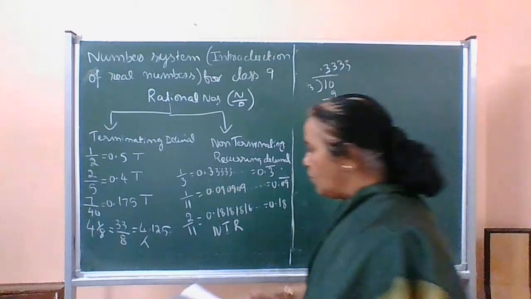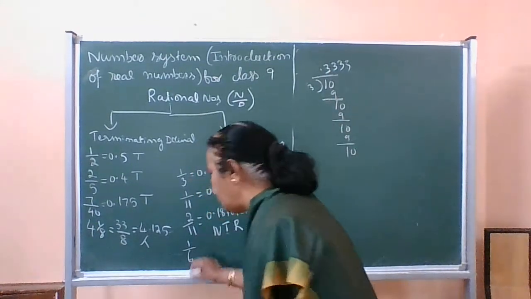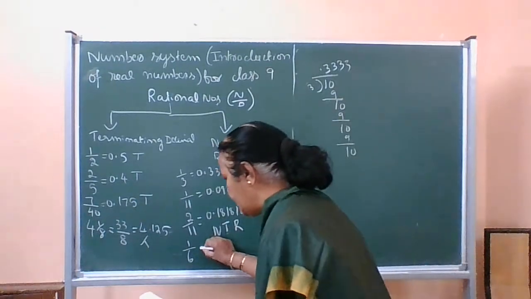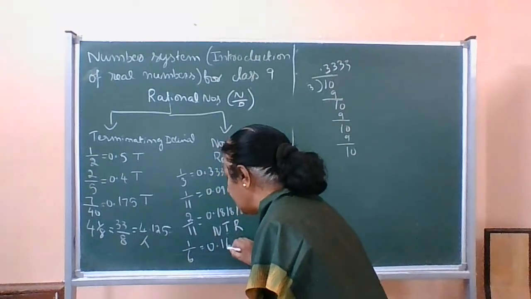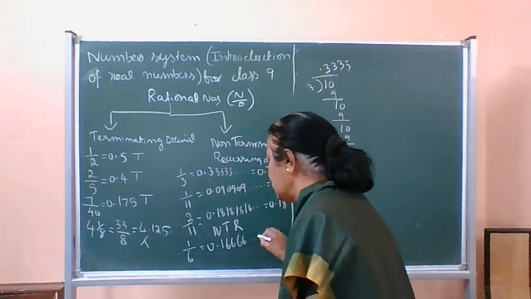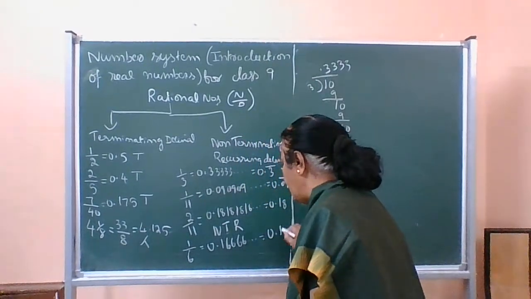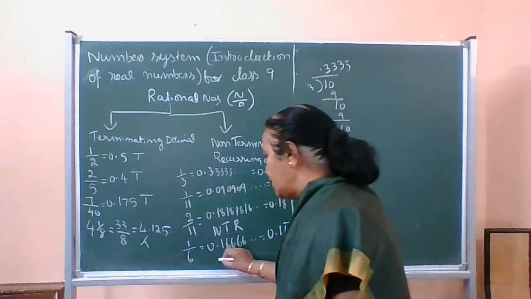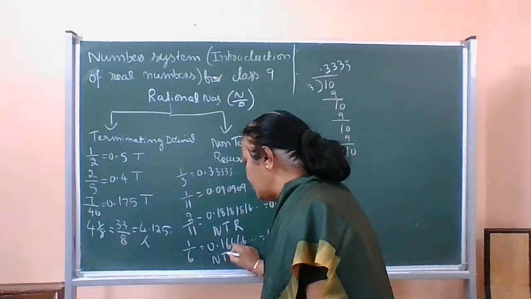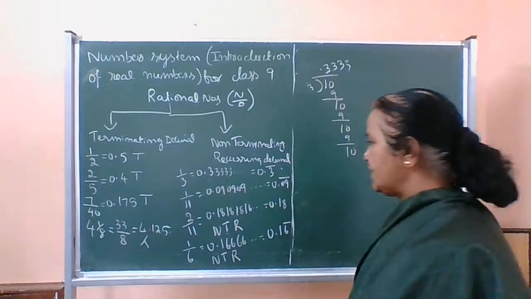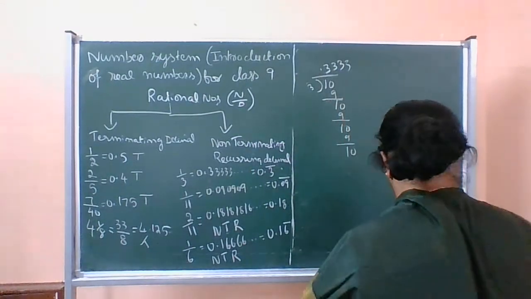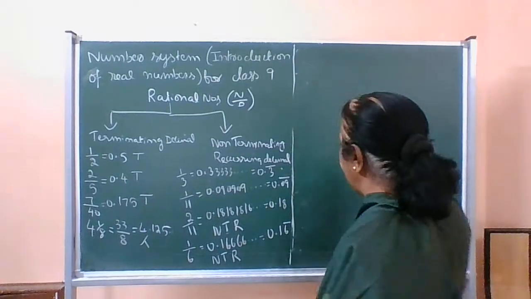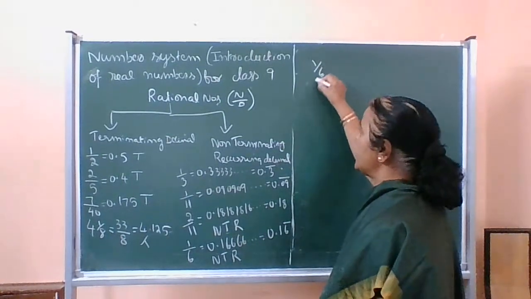Let me take 1 by 6. If you divide 1 by 6, what happens? I will show you the division. It is 0.16666 like this. The 6 is repeating. Therefore, it is a non-terminating repeating decimal.